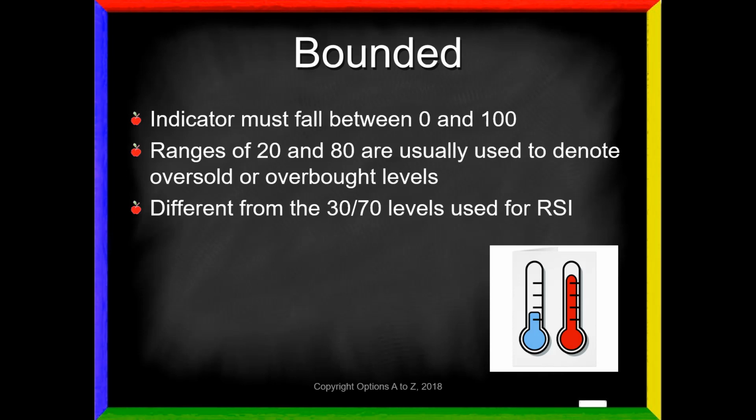Sometimes people like to use tighter ranges. Some people like to expand them out. But the point I'm trying to make here is that the originators chose 30 and 70 for RSI, and they chose 20 and 80 for MFI, or Money Flow Index. So what's the benefit of the Money Flow Index over RSI? Well, the big one is volume.